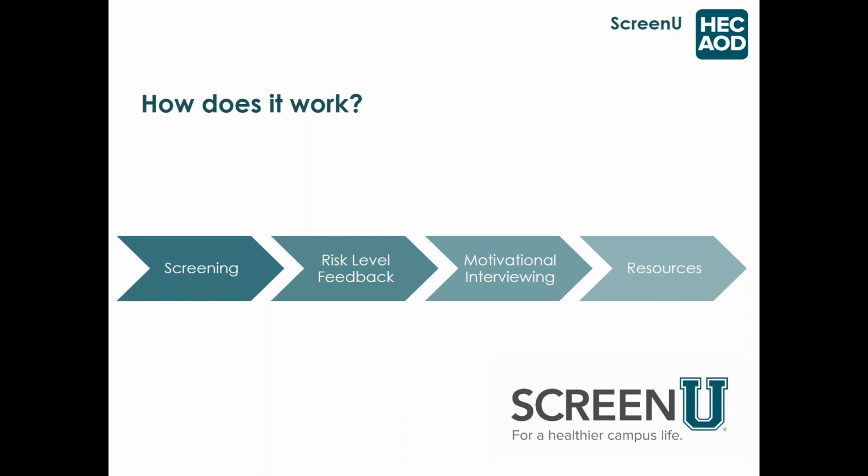They move through the full screening if they indicate that they're at risk based on that gateway question. Once they've completed the screening, they receive feedback based on their risk level, and they'll begin the brief intervention portion of the program that asks open-ended questions, simulating the motivational interviewing process. And finally, students are connected to strategies to reduce their risk, as well as resources that are local to their campus and community.